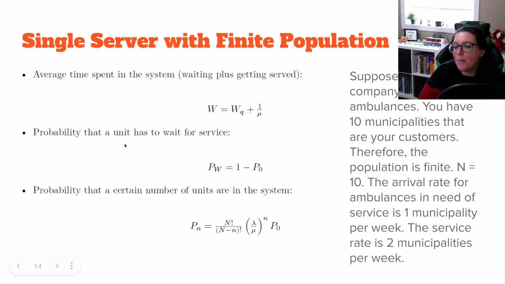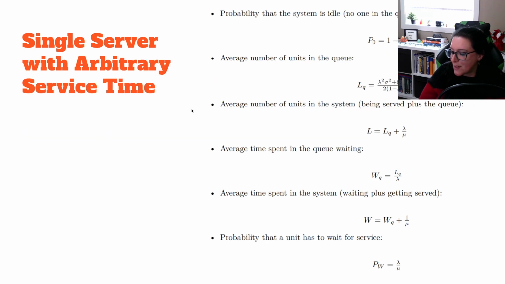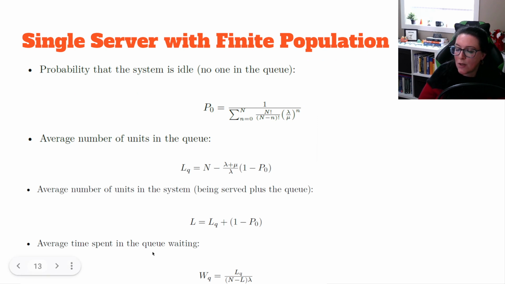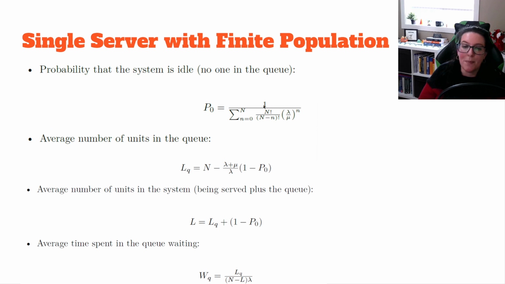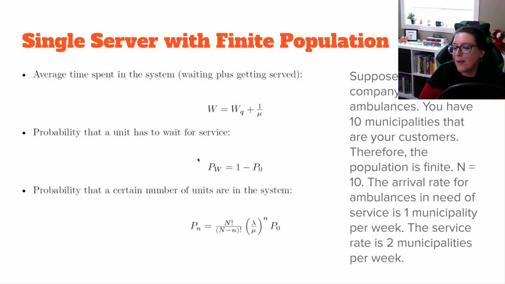So the other measures for the metrics: the average time spent in the system is waiting plus getting served, so of course it's going to be dependent on the average time spent in the queue. The probability that a unit has to wait for service is going to depend on whether or not there's anybody in the queue. So we have the probability the system is idle, and the probability that you have to wait is 1 minus the probability it's idle. The probability that a certain number of units are in the system is going to be dependent on how many people are in the population versus how many you're looking for in the system.